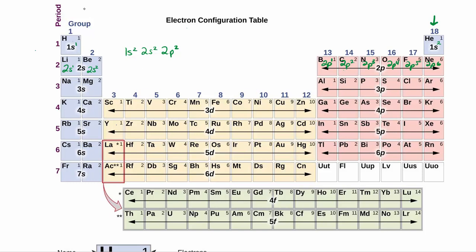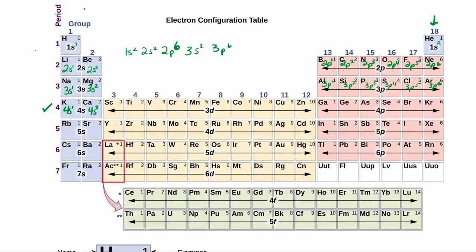I step down to the next period or row, and then I would start filling the third principal energy level. So all principal energy levels have an s orbital, so that's what I fill first. And then I come over here, and then I'm going to fill the p orbital. So argon's electron configuration would then be 1s2, 2s2, 2p6, 3s2, 3p6. So then I step down another principal energy level, or another rung on the ladder, and then I can start filling the s orbital.